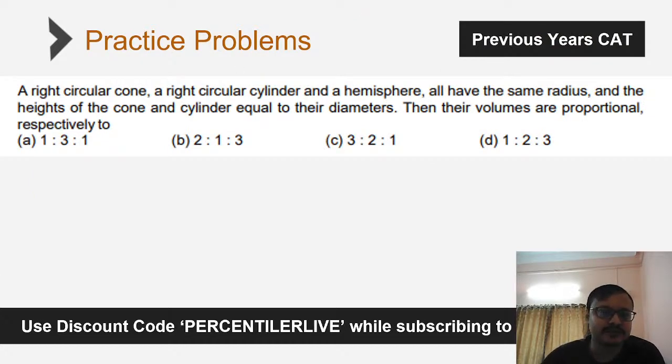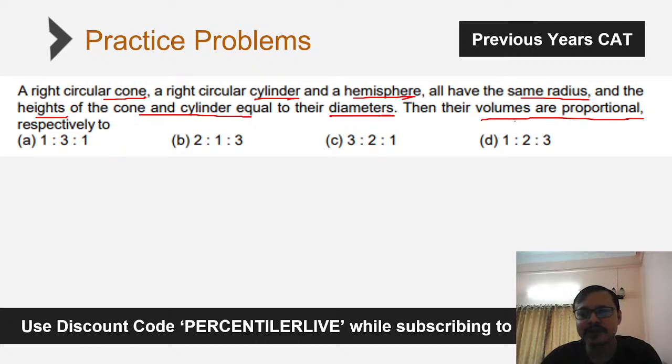The next one. This is a question involving the concept of mensuration. Here we are comparing a cone, a cylinder, and a hemisphere. All have the same radius. Also, the heights of the cone and the cylinder are equal to their diameter. Diameter means twice the radius. What you need to find out is in what proportion will the volumes of these three figures be.